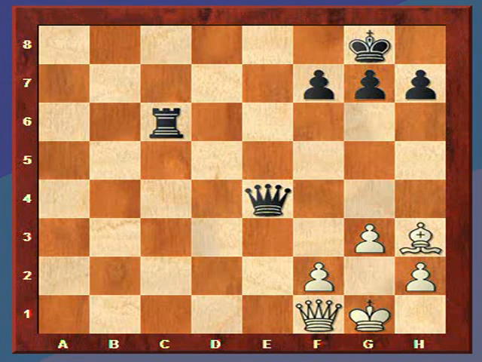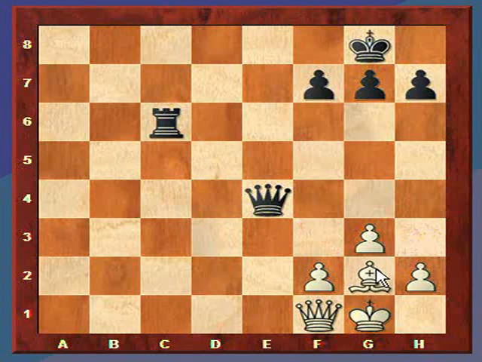Welcome to my lecture on the skewer. Let me just start out by showing you an example of the skewer. So let's say it's white's turn to move in this position. White can employ the tactical theme of the skewer by moving its bishop to g2.